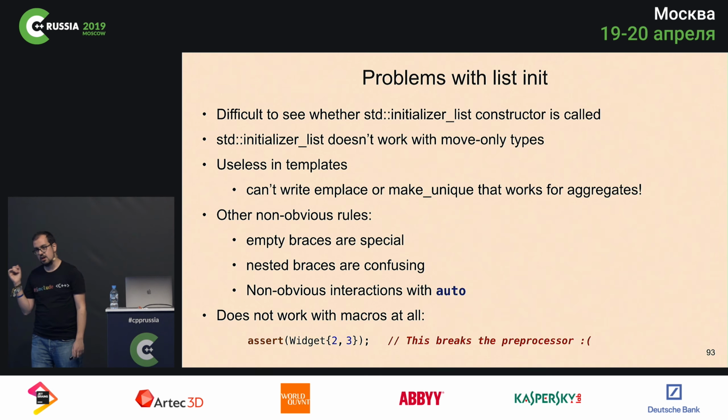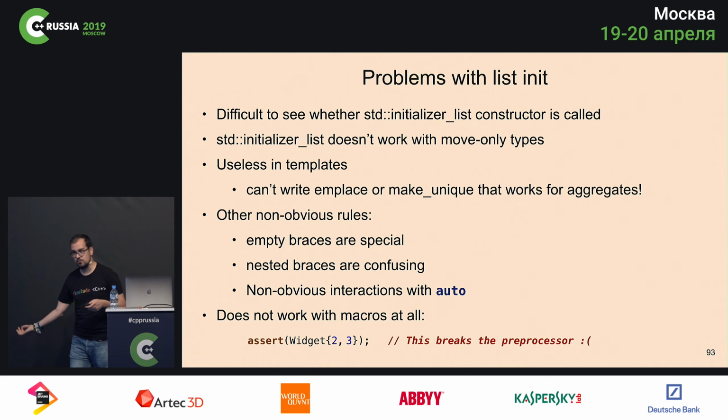Because macro has a special parsing rule where if there's a comma but it's inside parens, it's going to be parsed correctly. But if you have curlies, the special parsing rule for macros was not changed to accommodate that case, which means if you have widget curly 2 comma, the macro will think that this is the end of the first macro argument. And then the stuff after the comma is the second macro argument, even though you're inside braces.